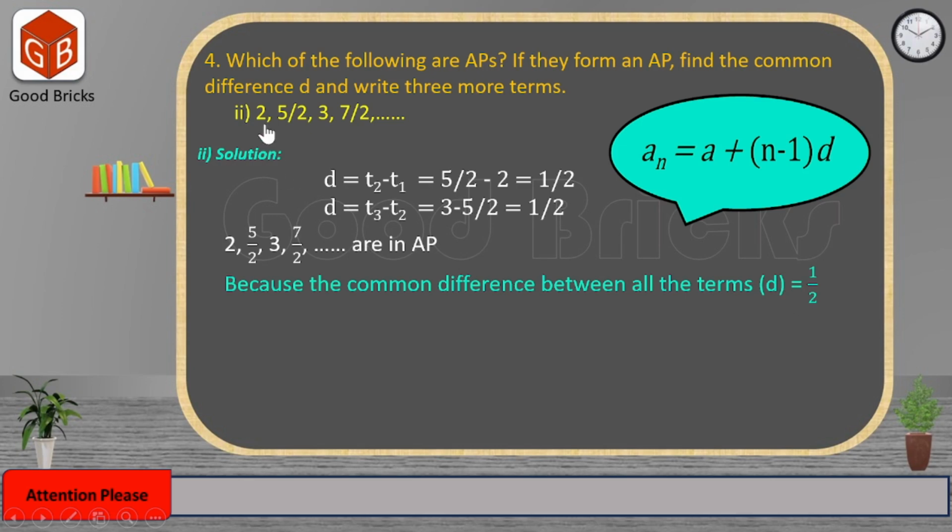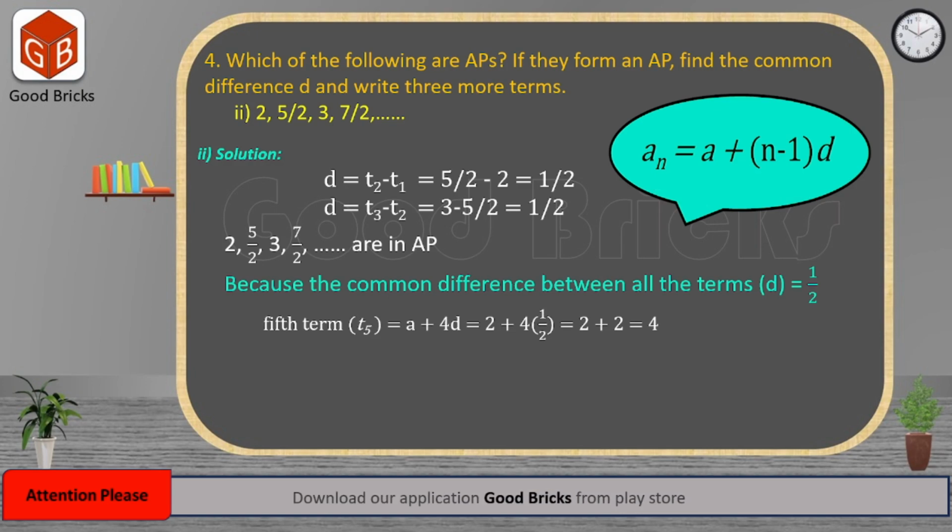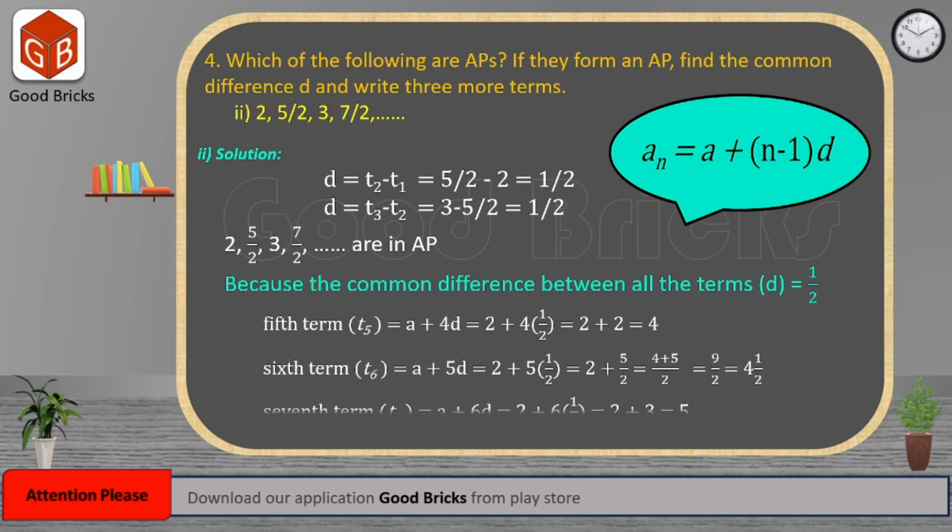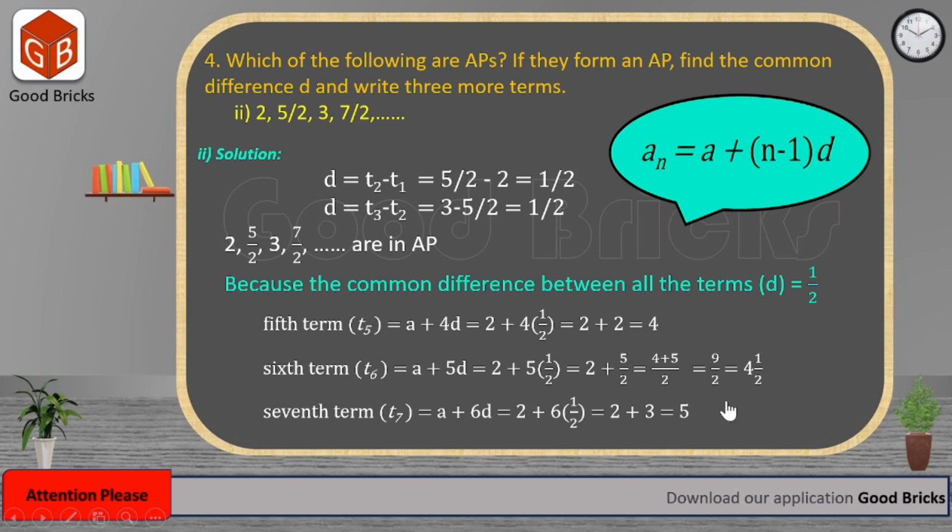And we have the value of a, and using this formula we can calculate the next three terms. What are they? Term 5, term 6 and term 7. So term 5 is 4, term 6 is 4 and a half, term 7 is 5 for this given arithmetic progression.